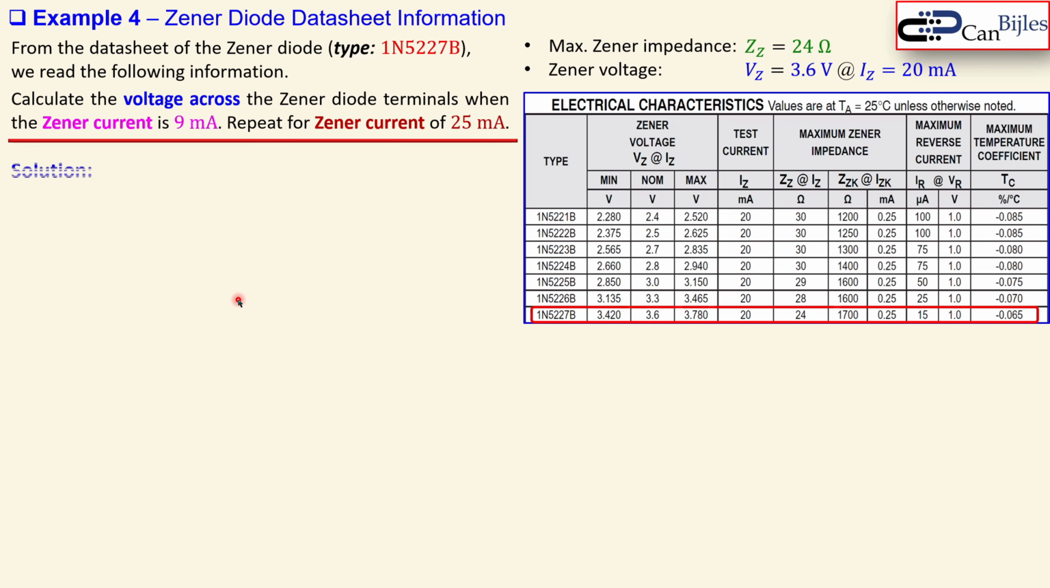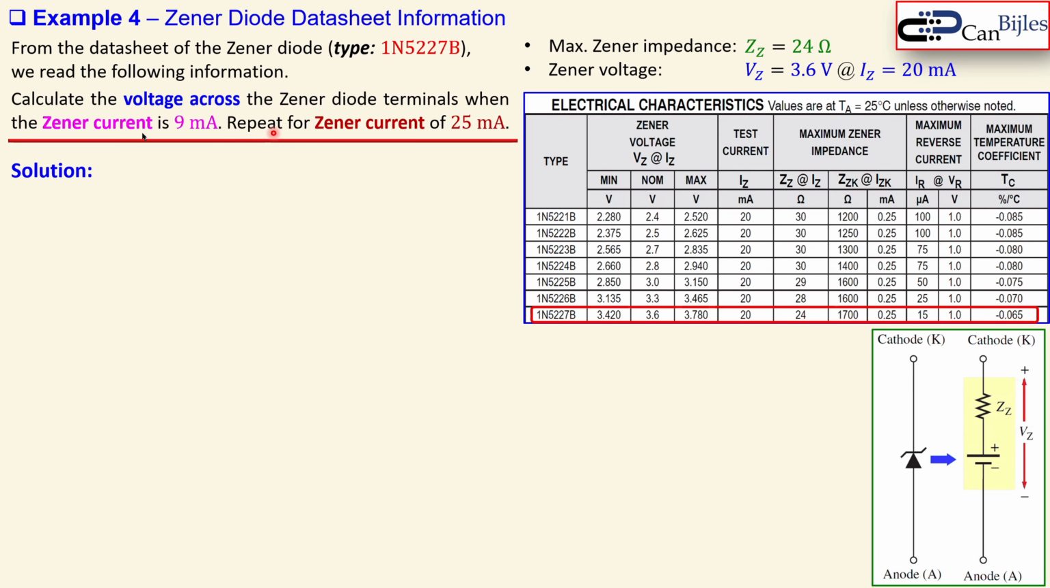So let's first look at the situation for the 9 milliamps. Let's repeat our model, because the ZZ, the impedance of the Zener diode, is shown here, and we would like to calculate the voltage between these two nodes, cathode and anode. Now for the Zener current of 9 milliamps, we know that it is 11 milliamps smaller, so down from the test current, because the test current was 20 milliamps, that was the nominated or rated current. So I go down by 11 milliamps.